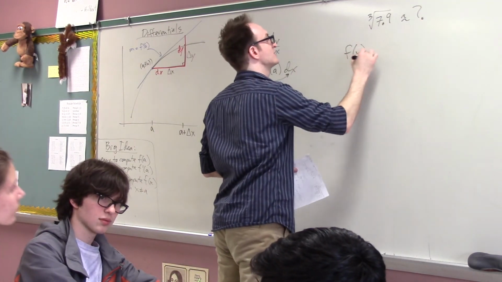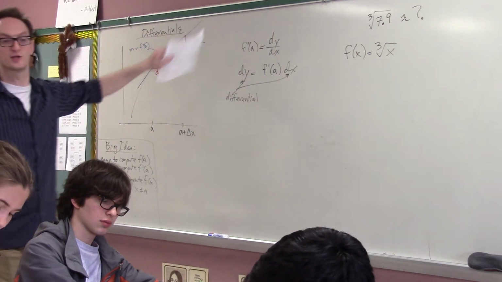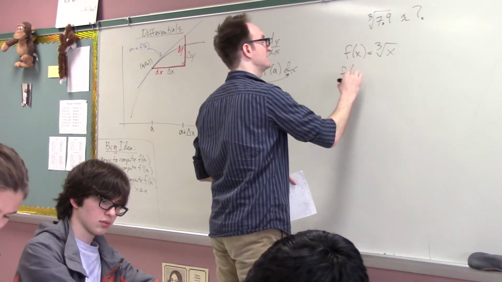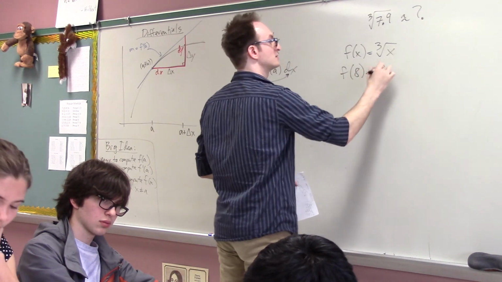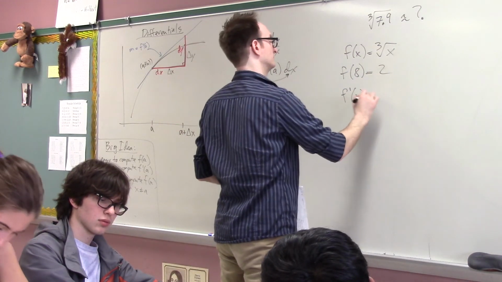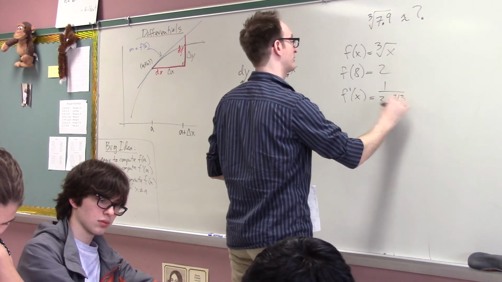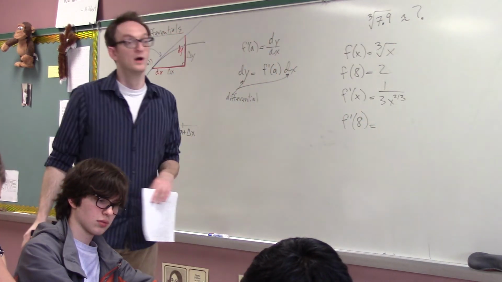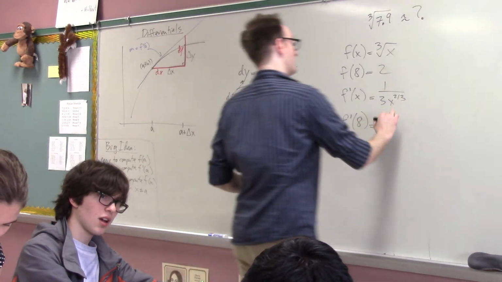The relevant function is f of x equals cube root of x. And where can I predict this function exactly? At 8, right? As Sandeep says, I know what f of 8 is. f of 8 is 2. And do I also know what the derivative of this function is? 1/3 x to the negative, yeah, 1 over 3 x to the 2/3. What is f prime of 8? 1 over 12, thank you.